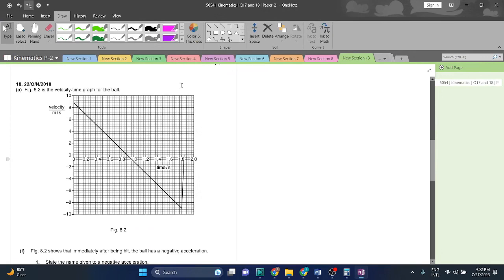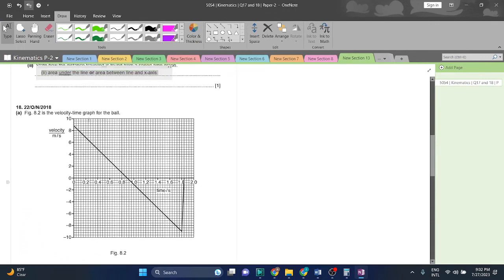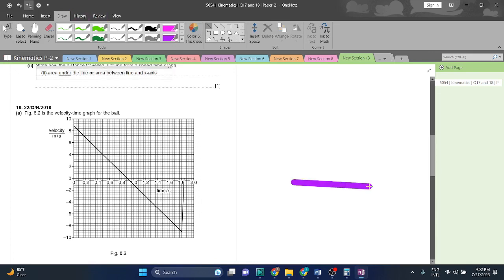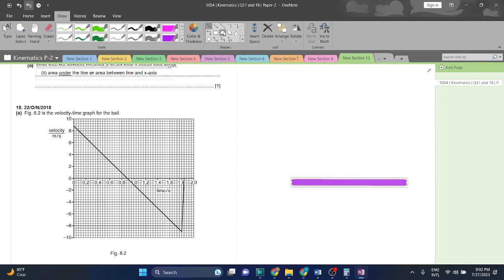Moving on, question 18. Figure 8.2 is the velocity time graph for the ball. Velocity time graph है. अच्छा, मैं आपको velocity time graph explain करूंगा. एक बना लेते हैं हम लोग. We call it a diagram. So this will be a graph.